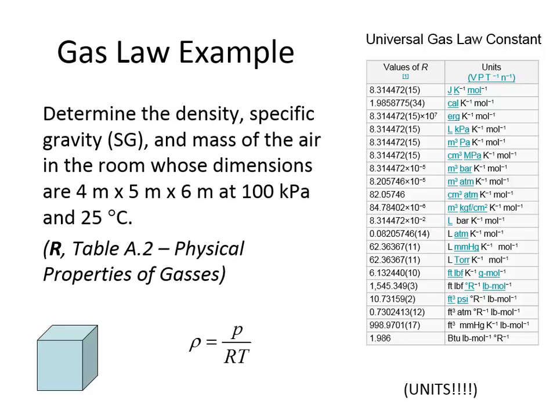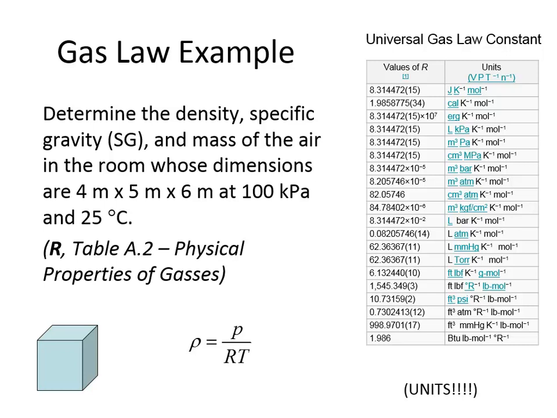Specific gravity, remember, is defined as the density of something relative to the density of water. And so here we want to find out what's the density of air relative to the density of water. 1.169 kilograms per cubic meter. And the density of water, 1,000 kilograms per cubic meter. And so the specific gravity is 0.001169.